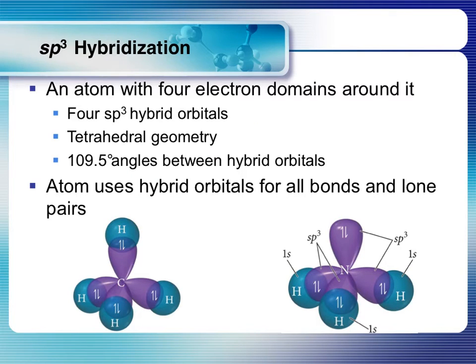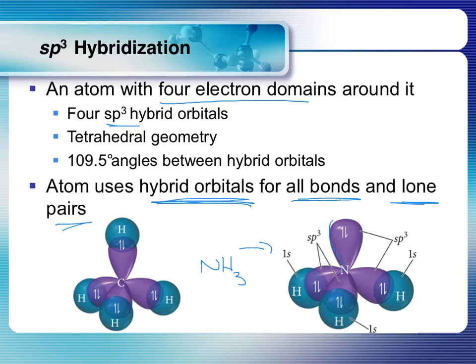In written summary, again, anytime you see an atom with 4 electron domains, you can say it is sp3 hybridized. All hybrid orbitals are used either to make bonds or to hold lone pairs. You can see, this is NH3 to the right. One of the sp3 orbitals holds a non-bonding pair, and the other 3 sp3 orbitals make the bonds with hydrogen.